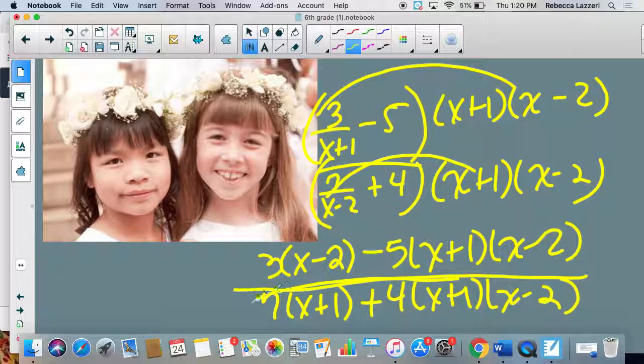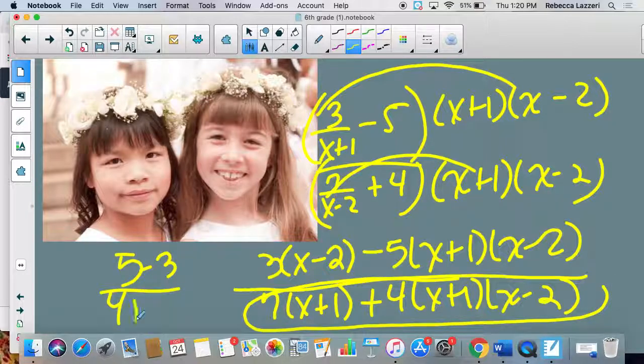This is your denominator. You can't factor it out. That'd be like doing this, by the way: 5 minus 3 over 4 plus 3. You can't cancel out those 3's. The answer to that is not 5/4, okay? It's definitely 2 sevenths.